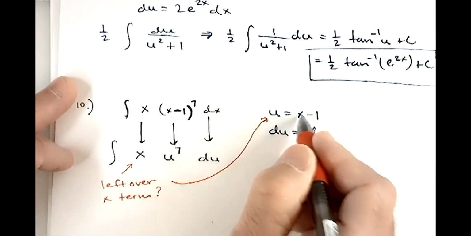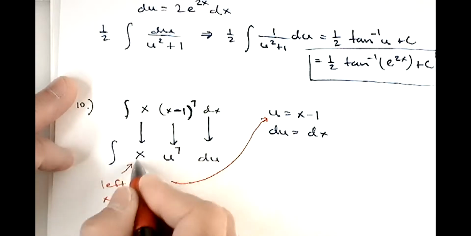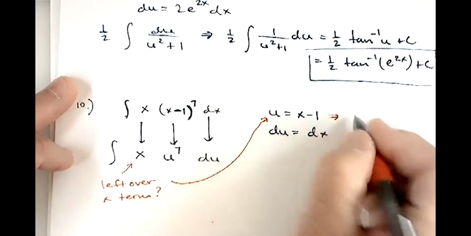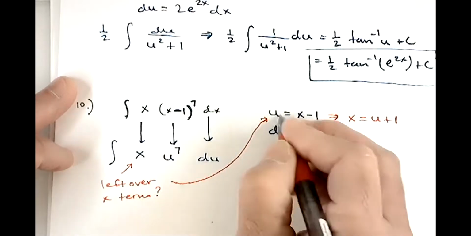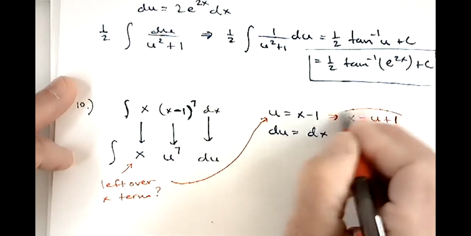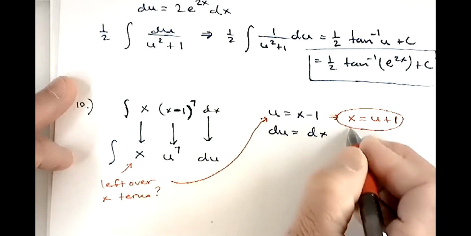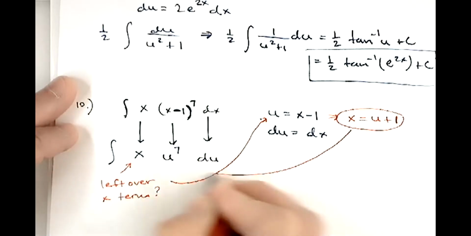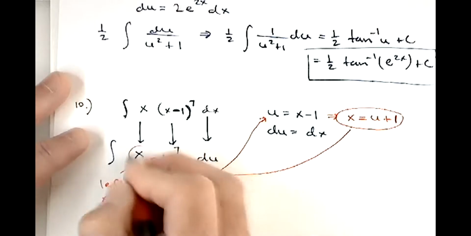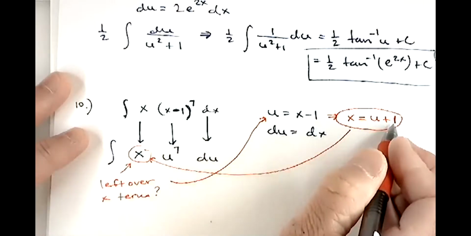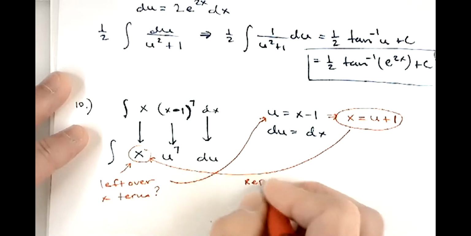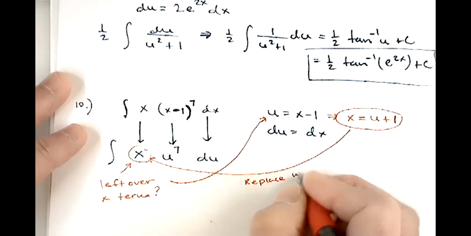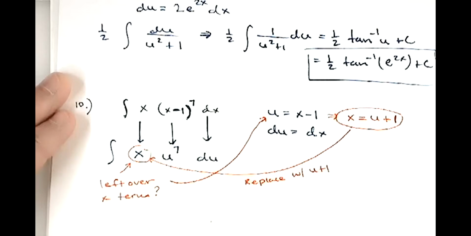So if U is equal to X minus 1 and I need a replacement for this X, that means X is equal to U plus 1, right? If I just move that over. And I can now replace this. I've got a replacement, so I could come back here and replace this X with U plus 1.